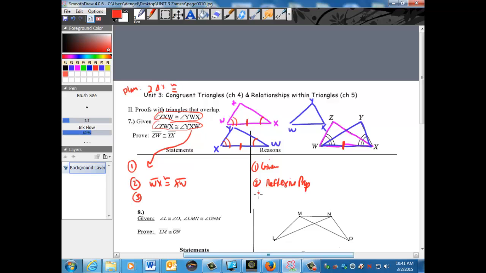Okay, and then for statement 3, now we have these two triangles are each congruent. So triangle ZXW is congruent, equal to triangle YWX. That's by angle side angle. And statement 4, I can now prove that ZW is congruent, equal to YX. And that's going to be CPCTC.